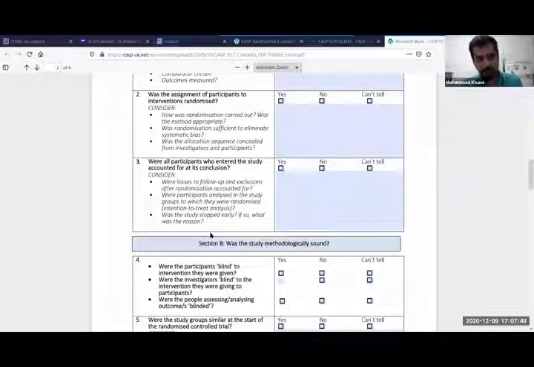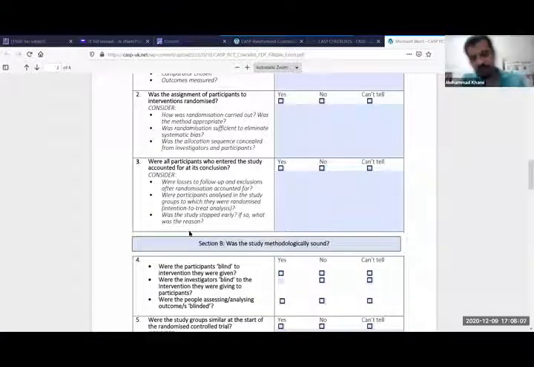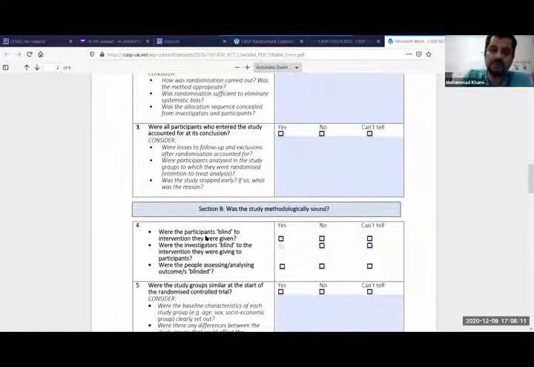Just to know that here intention to treat means that if some people from one of your groups have been moved to the other groups because of any reasons, if you do your analysis irrespective of this movement, then this is intention to treat analysis. Then, was the study stopped early? If so, what was the reason? This is the other point that should be considered. Then we will go to section B.